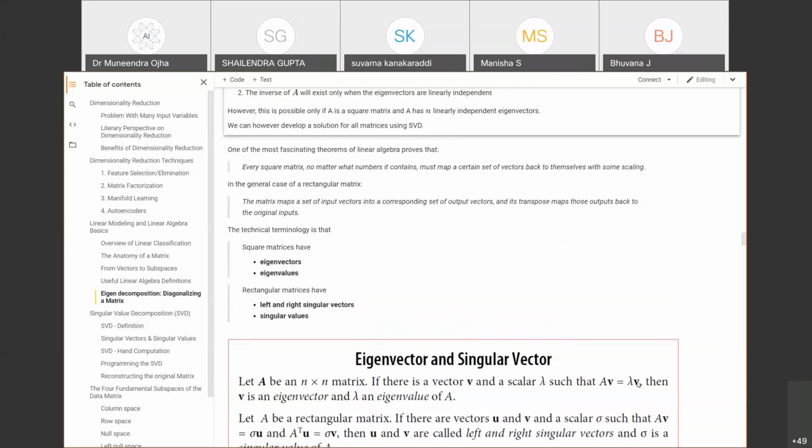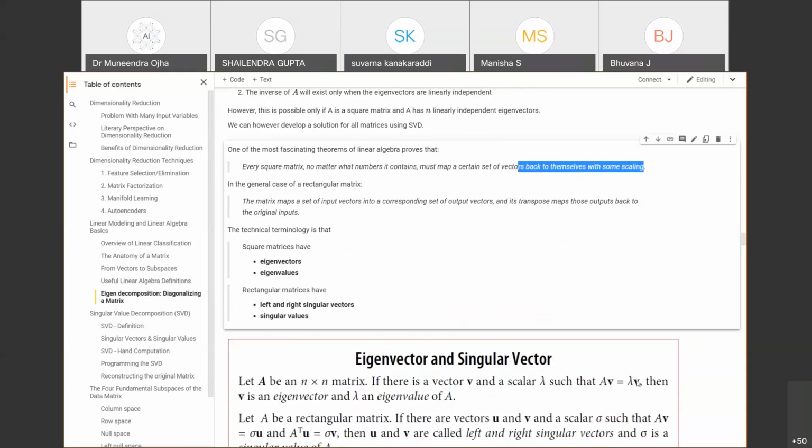V is the vector. So a certain set of vectors is being mapped to itself, back to themselves, with some scaling. Now some scaling is being performed and it is being mapped. So both of them, left hand side and right hand side, are equal to each other. However, the right hand side has some scaling to it.